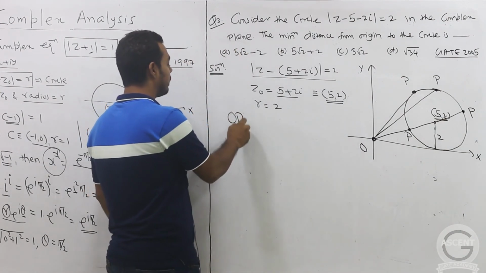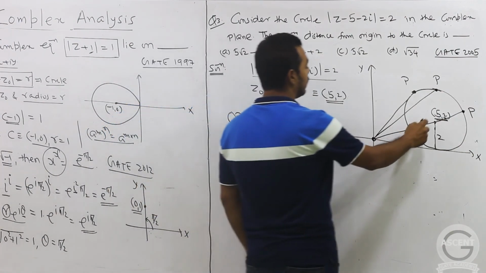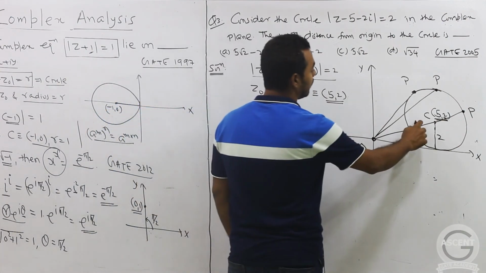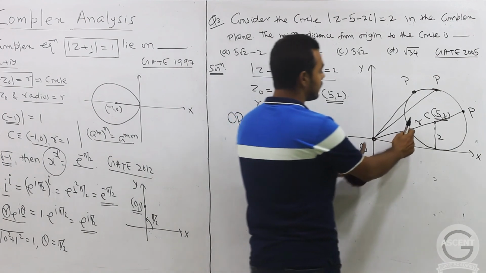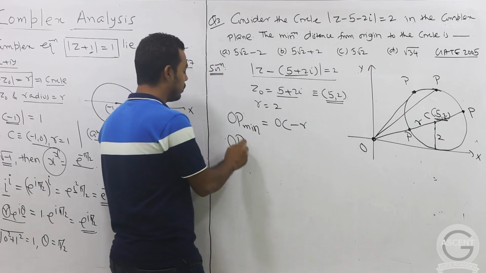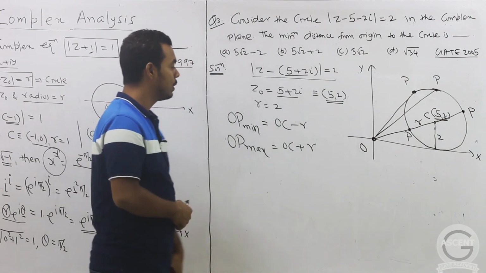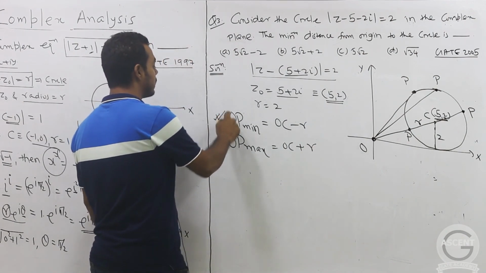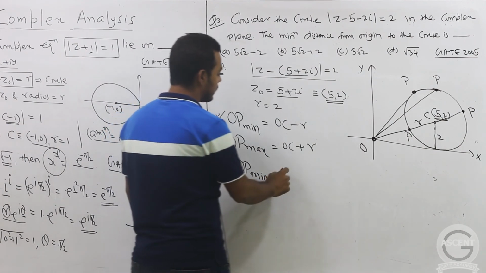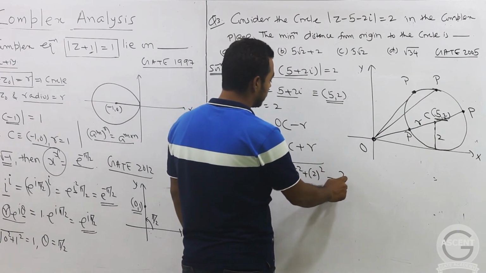So you can write that the minimum value of OP, say this point is C, will be distance from center minus radius, right? This distance OP will be distance from center minus this radius, and the maximum value of OP will be distance from center plus radius. Okay, so here the question is, what is the minimum distance? So minimum distance will be distance from center minus radius. Distance from center will be root over 5 square plus 2 square minus radius, which is 2 units.